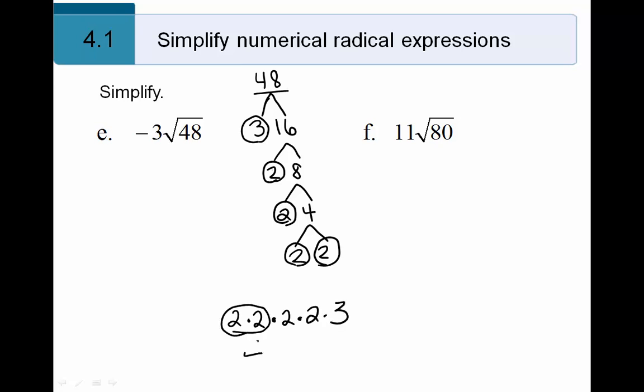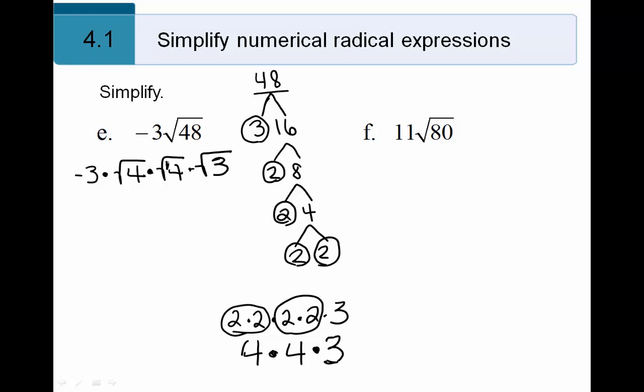Pair of 2's, that's a 4, multiplied by another pair of 2's, there's a 4, multiplied by a leftover 3. That leftover part is always going to be the part under the radical sign that remains irrational. So this negative 3 I'm just dropping down. So I'm going to have a negative 3 multiplied by radical 4 multiplied by radical 4 multiplied by radical 3. So the 4 times the 4 times the 3 under the radicals is what equals the radical 48. The negative 3 I just dropped down.